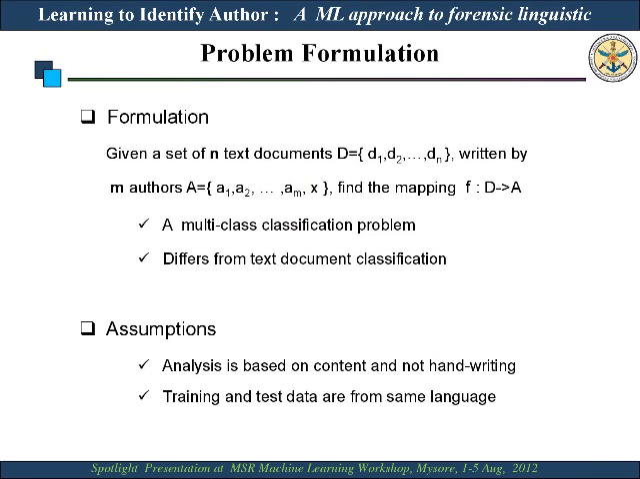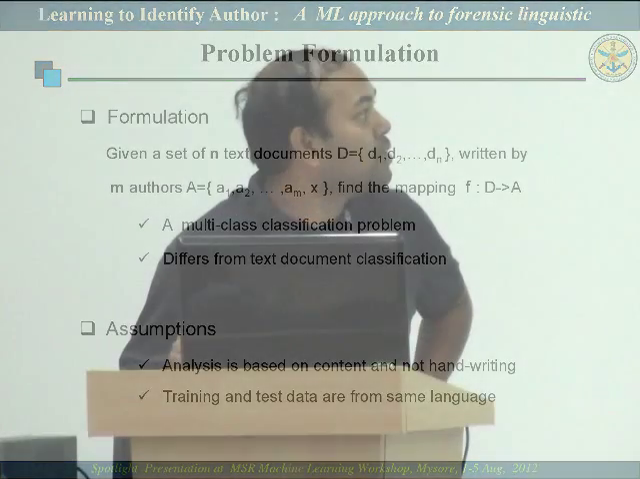The problem formulation is very simple. Given n text documents d1 to dn and m authors a1 to am, can we find a mapping from d to a? So it turns out to be a multi-class classification problem, but it differs from the traditional text document classification problem. More on this in a later slide. And the cardinality of A is m plus 1, so we also cater for the situation where the document comes from an author who is not in our list, so unknown. The assumption is that the training data and test data are from the same language, preferably English.